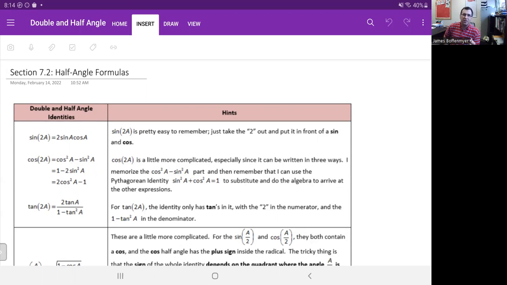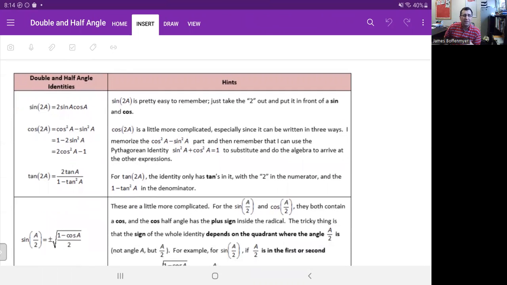That's equivalent to 2 times sine of your angle times the cosine of your angle. The next one that we have is cosine of 2 times your angle, and that's equal to cosine squared minus sine squared. But then we also have 1 minus 2 times sine squared of your angle, and then we also have 2 times the cosine squared of your angle minus 1. Now, for cosine of 2 theta there are 3 different formulas you can use, and it does not matter which one you choose because they're all still going to get you the same answer.